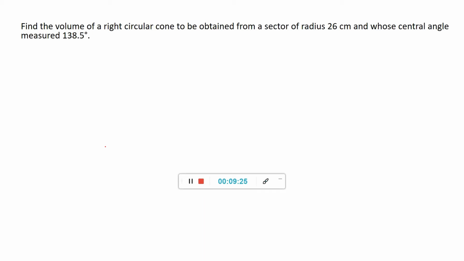Okay, so proceeding to the next problem, we have: find the volume of a right circular cone to be obtained from a sector of radius 26 centimeters and whose central angle measures 138.5 degrees. Okay, so ang iyang pasabot lang is na kay sector. So let's draw the sector na ang noun. Okay, assuming nakabalo mo unsa na ang sector ha. Assume ta na. Ano si mga given sa sector?